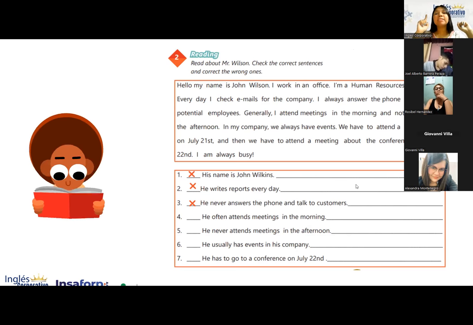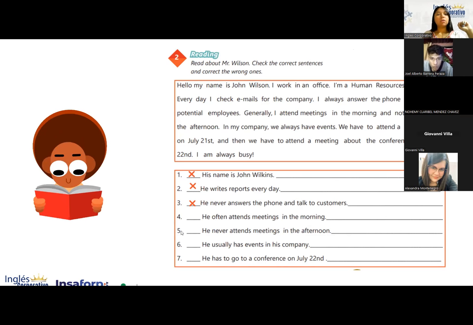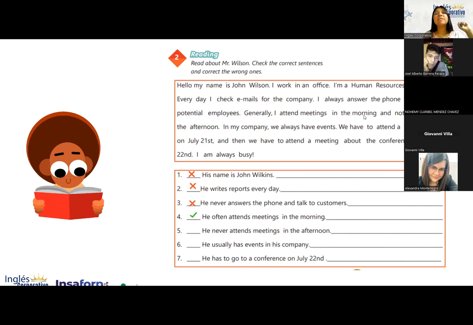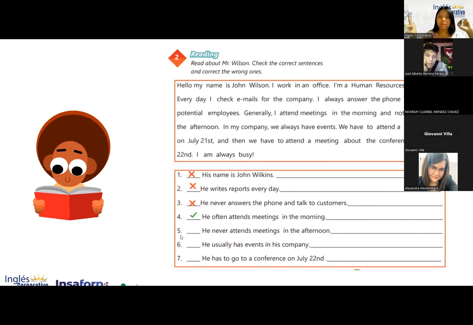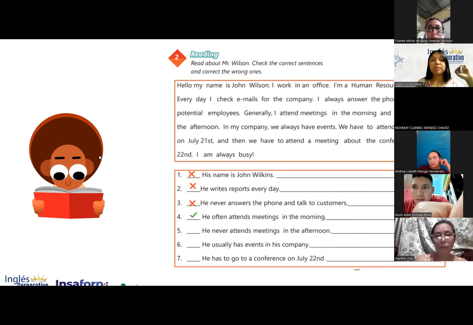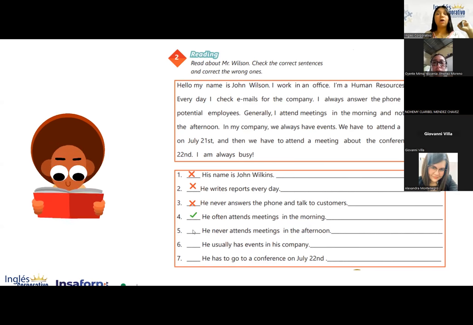Now, what about number four? He often attends meetings in the morning. Correct or incorrect? Correct. Generally I attend meetings in the morning, okay? Now, what about number five? He never attends meetings in the afternoon. Correct. Not so often, yes, in the afternoon, correct. Solo atiende reuniones en la mañana y no en la afternoon.